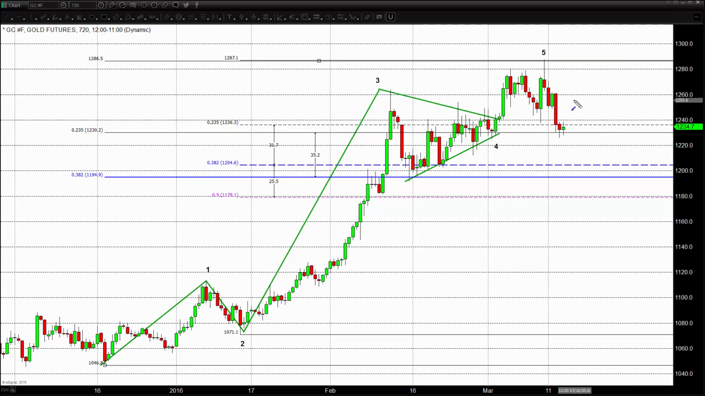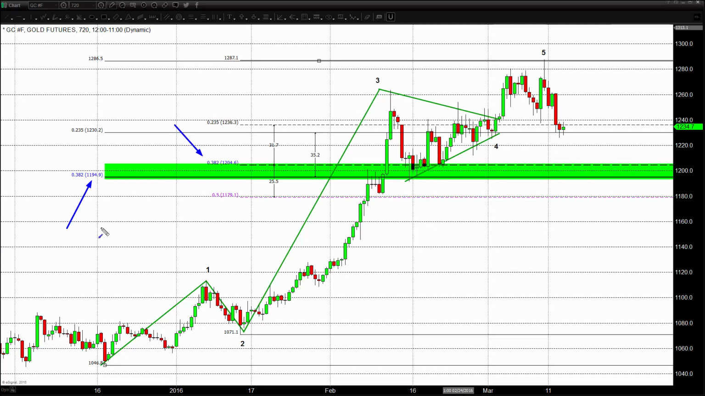However, if it cannot hold this particular area in terms of technical indicators and strong support and resistance based upon these Fibonacci numbers, the next real area we would have to look at comes in between 1204 and 1194, and that is the 38% retracement of these two fib sequences. So with that in mind, we are going to sideline. We want to see if some support comes into the market in this area.